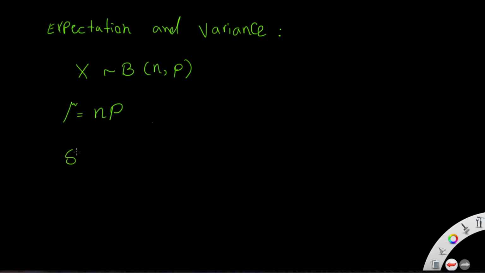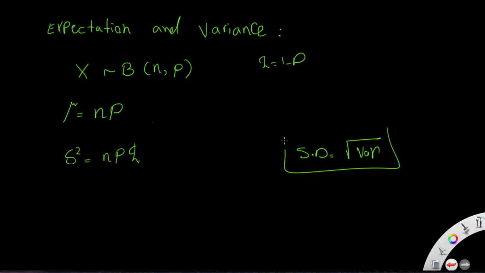And to find the variance, we use the formula npq. And we know that q is 1 minus p. If the question wants you to find the standard deviation, it is the root of variance. That we already know.